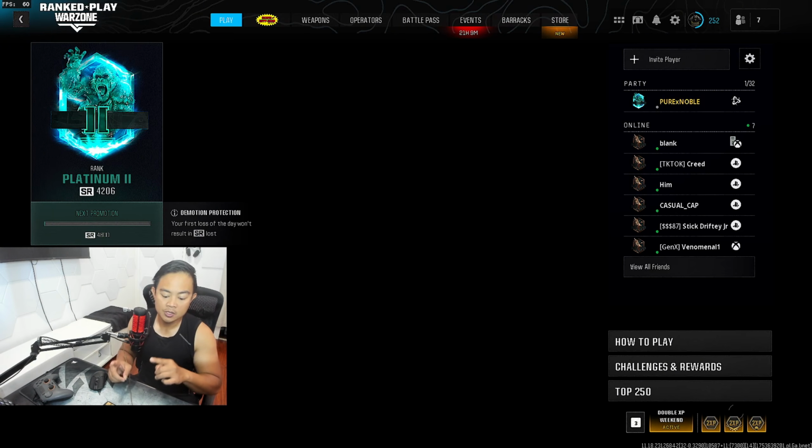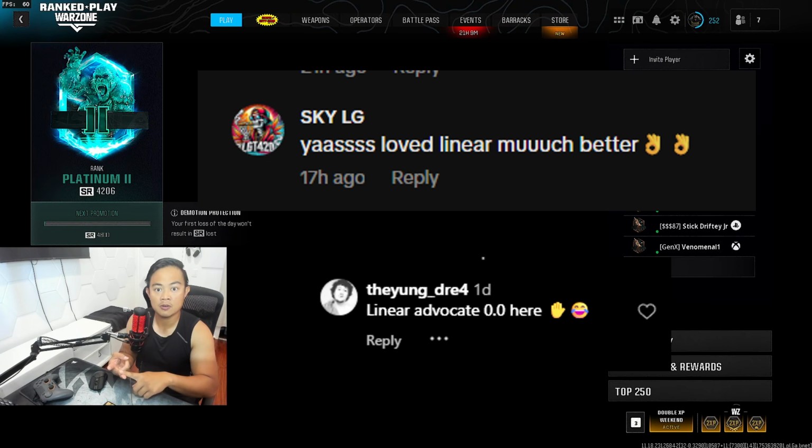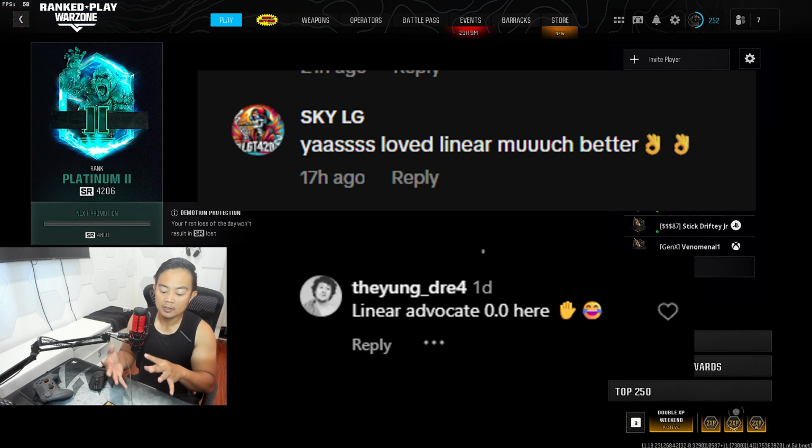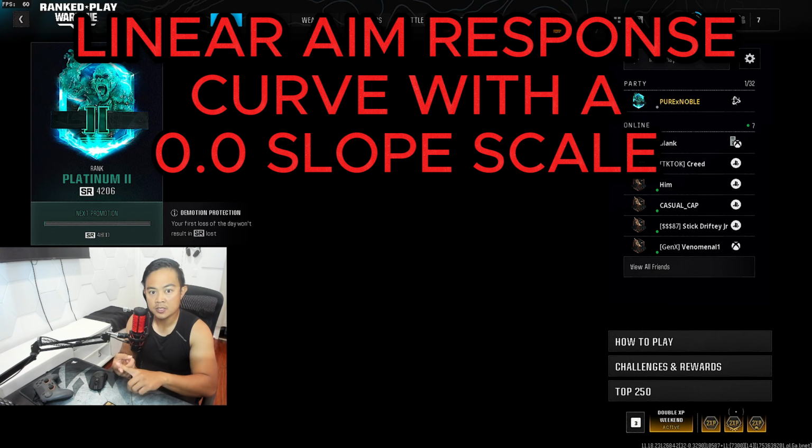But the main thing I want to talk about today is specifically this linear setting that a lot of people are mentioning and that they are liking and enjoying. I've had a lot of comments on TikTok, a lot of comments on Instagram, even while on stream. A lot of people were advocating specifically for a linear aim response curve at a 0.0 slope scale.